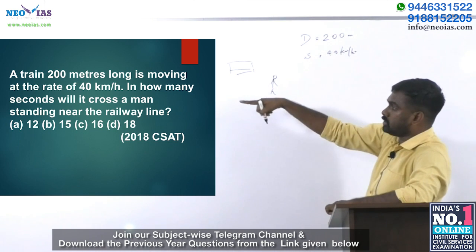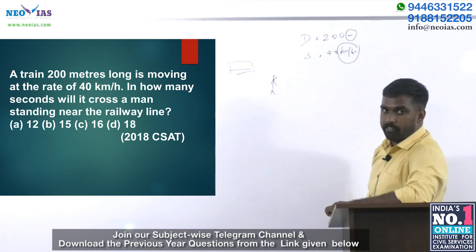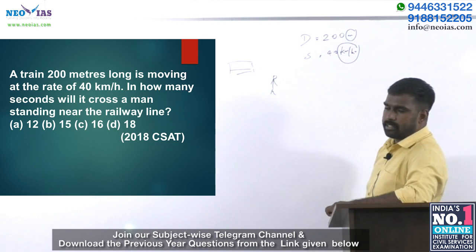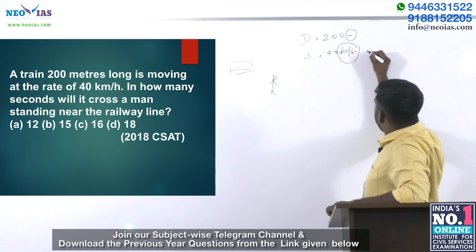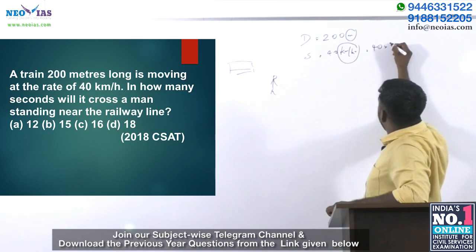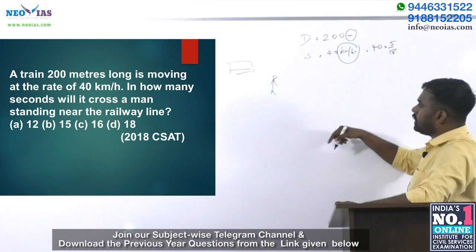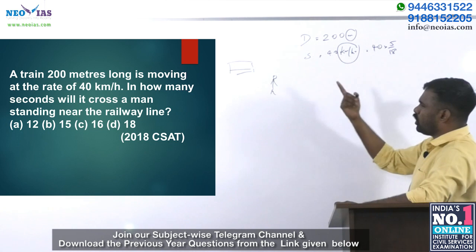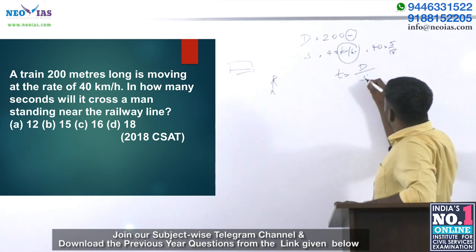Here the distance is in meters and the speed is in kilometer per hour. The units are different. The question is asked in seconds, so it is better to convert it into meter per second, right? So speed will become 40 into 5 by 18. What do you need to find? Time. Time equals distance by speed, right?